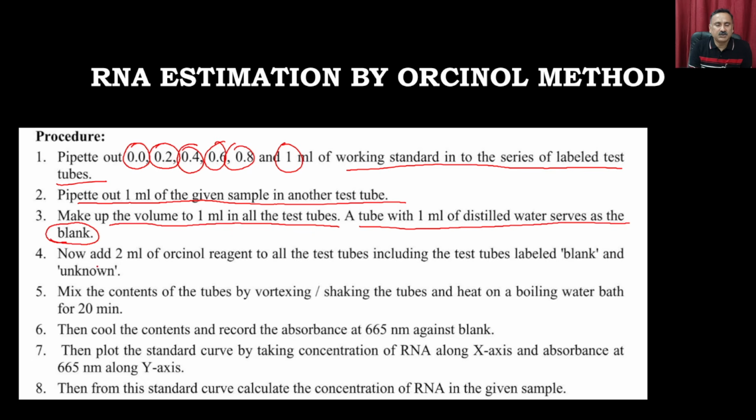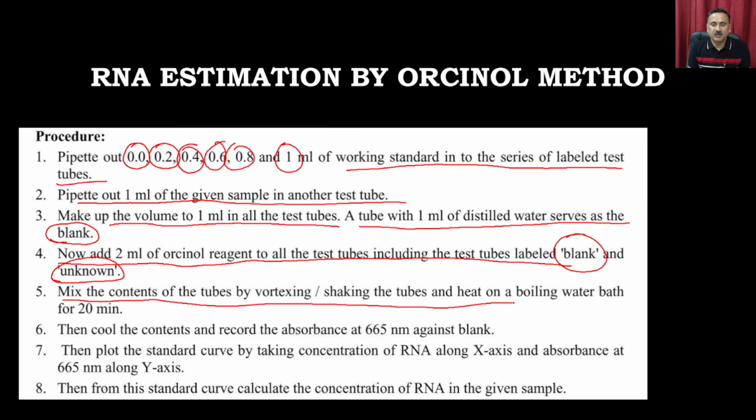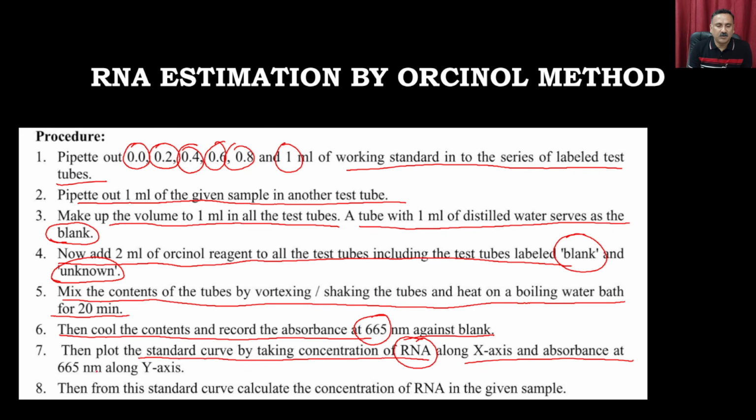That is the blank reaction, so that you'll know the background absorbance of the orcinol reagent itself. Then you add 2 ml of orcinol reagent to all the test tubes, including the test tube labeled as the blank and the unknowns. Mix the contents by vortexing or shaking and heat in a boiling water bath for 20 minutes. Then cool and record the absorbance at 660 nanometer against the blank, right? Then plot the standard curve, with the concentration of the RNA along the x-axis and the absorbance at 660 on the y-axis. From this standard curve, calculate the concentration of the RNA in the given sample.